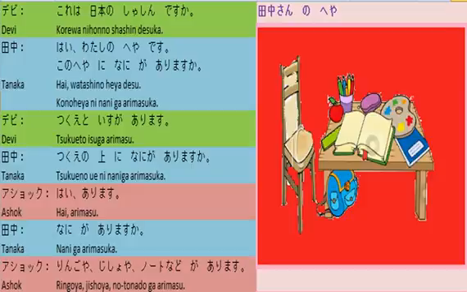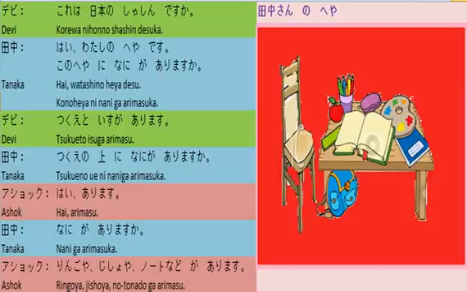Kono heya ni nani ga arimasu ka? Kono heya is this room. Ni nani, what? Ga arimasu ka is the interrogative structure. Ni is the location of existence. So, kono heya ni nani ga arimasu ka? Is there anything in this room? Room in the sense of the photograph. The photograph actually represents the room of Miss Tanaka. Clear?